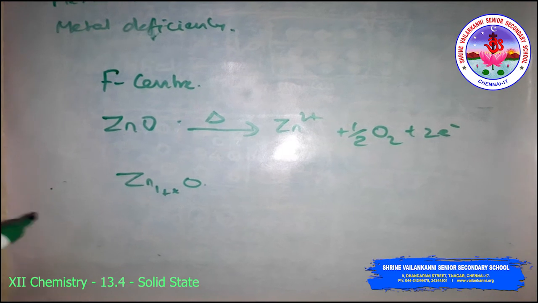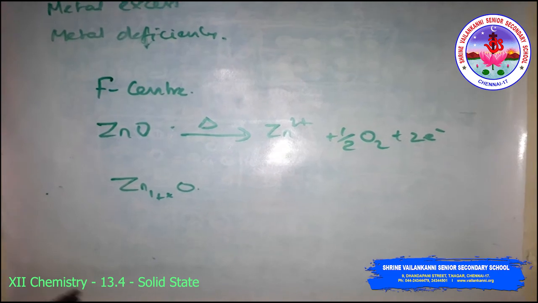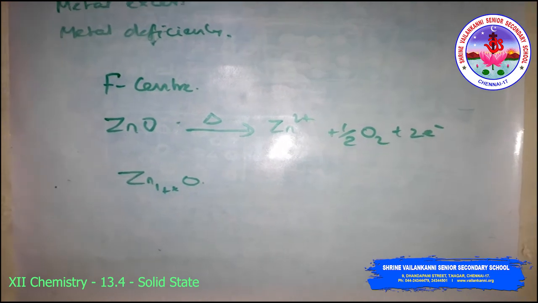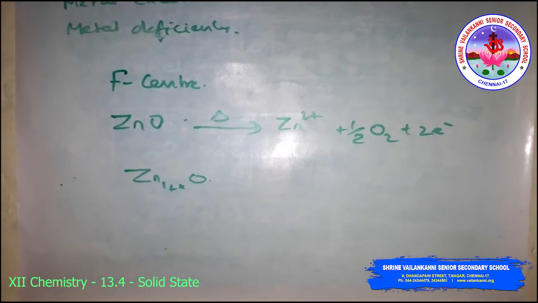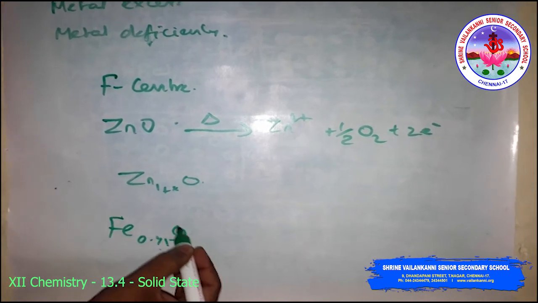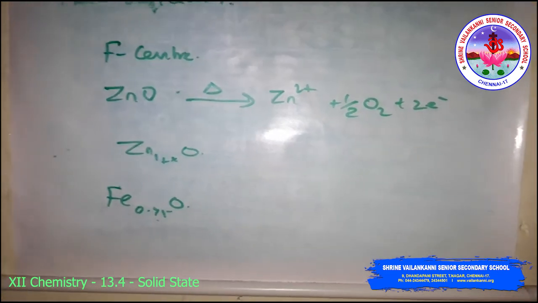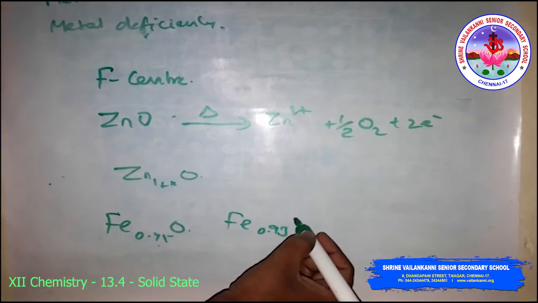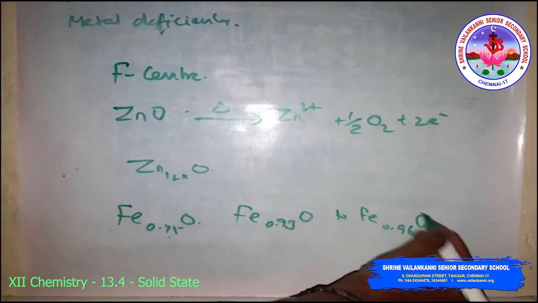sites. Then next is the metal deficiency defect. There are many solids which are difficult to prepare in the stoichiometric composition and they contain less amount of the metal compared to the stoichiometric proportion. A typical example is iron oxide, which is mostly found in the composition Fe 0.95 O. It may actually range from Fe 0.93 to Fe 0.96 O. So this is the actual range.